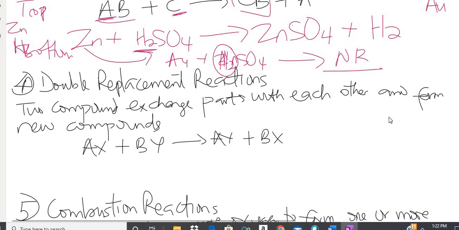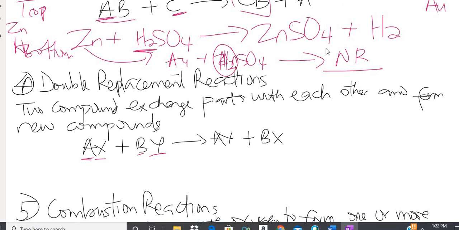For a double replacement reaction, we have two compounds here and they are exchanging parts with each other to form entirely new compounds. So we can see here that AX and BY are forming the new compounds AY and BX. We can see that A went with Y, and B and X go together here.